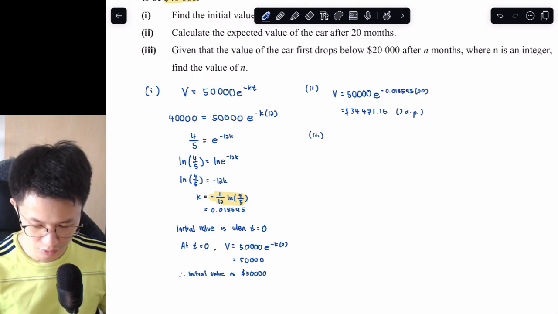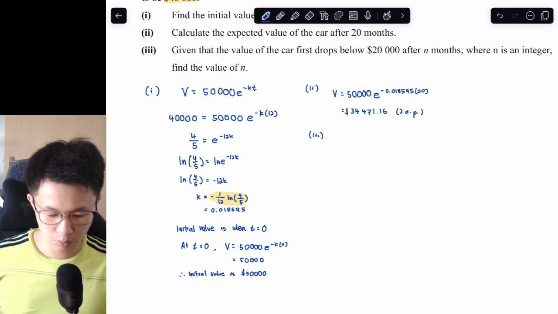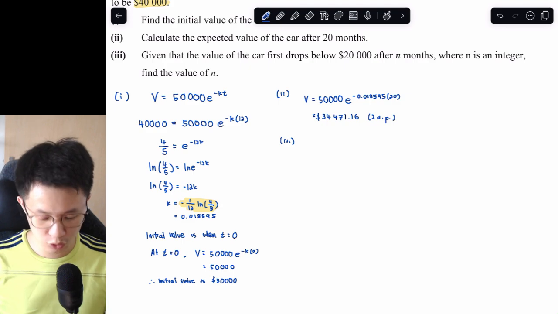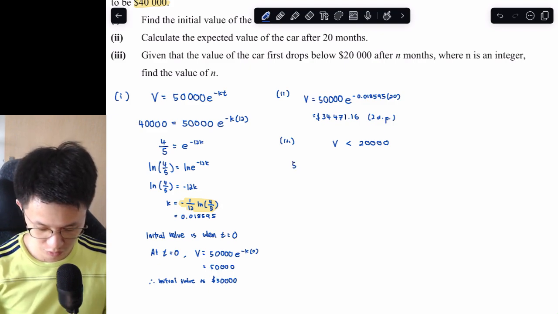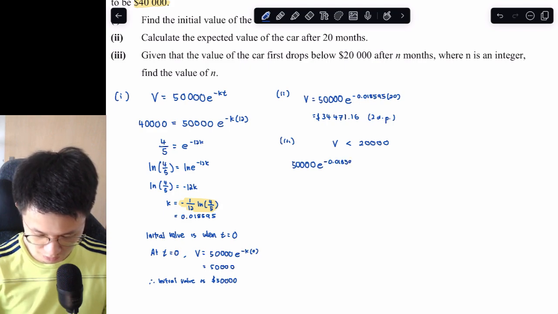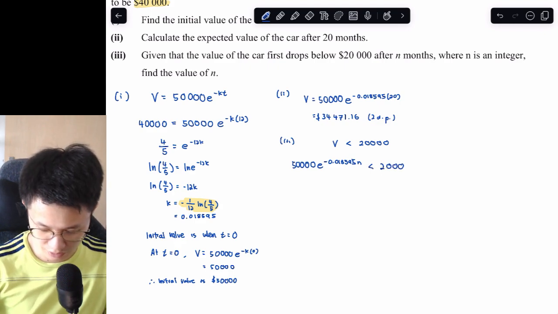It asks you to find n, which is the number of months where the value of the car first drops to $20,000. So if it drops below $20,000, that means V must be less than $20,000. So it becomes an inequality question. You know that V is 50,000 e to the power of negative kt, so we just sub everything in now. So it'll be 0.018595n. Instead of t it is n, because now the time period is n months. We're trying to find n here.